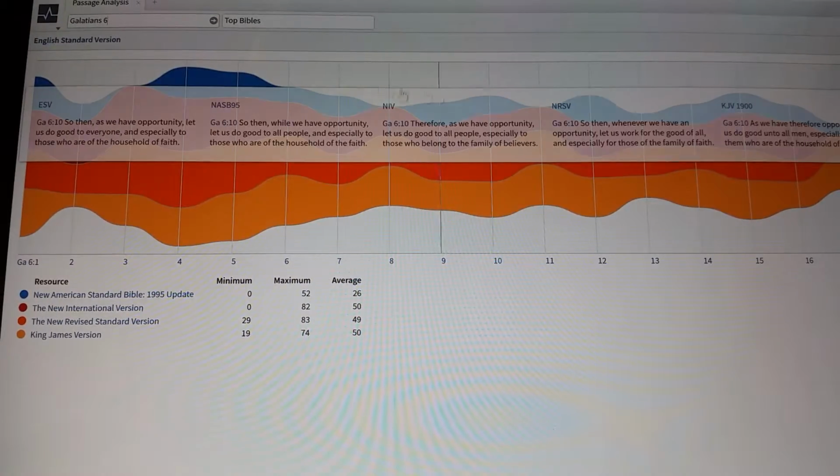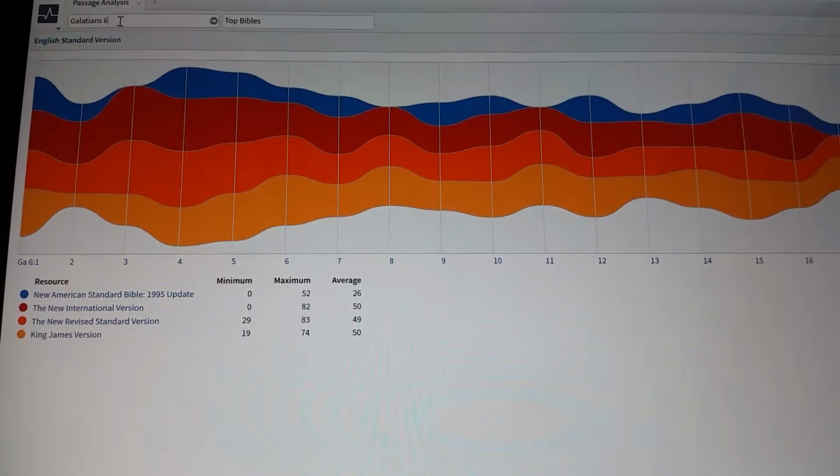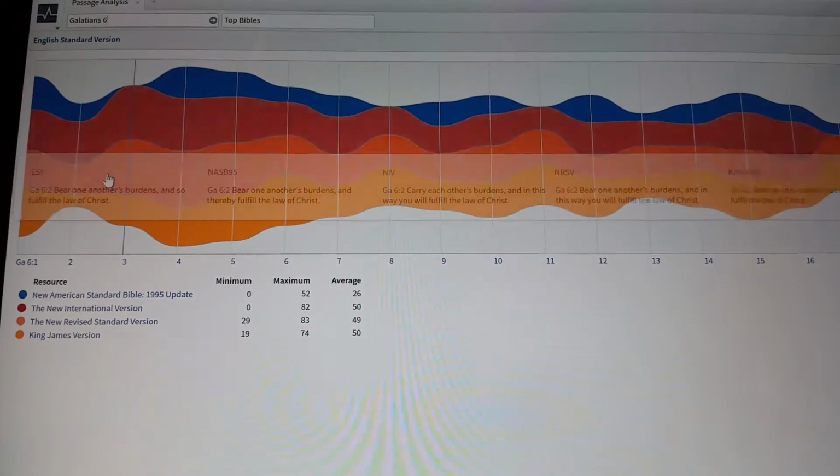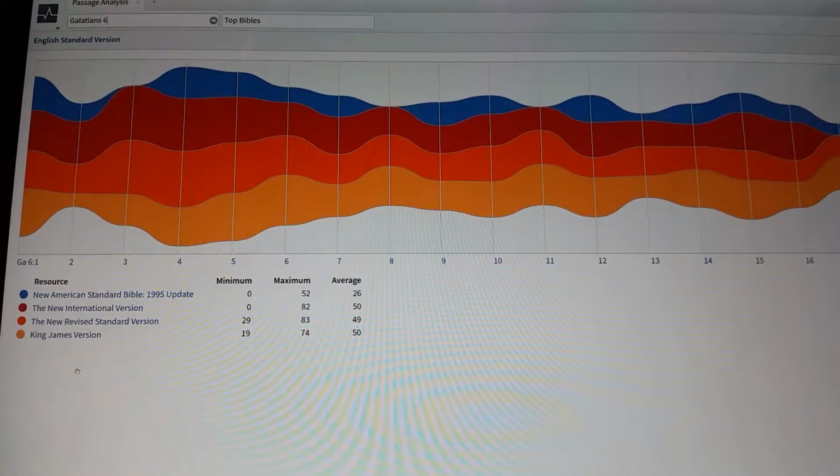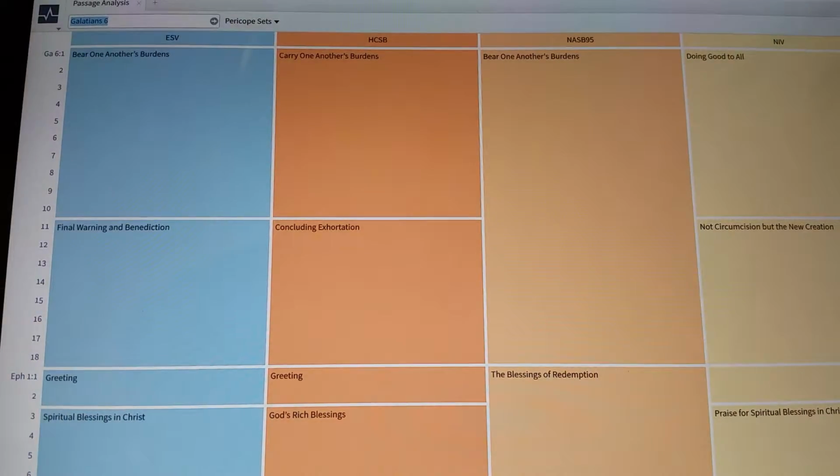So under Tools, again, we're going to head over to passage analysis. Hey, look at that. Galatians chapter 6 pulls right up. So let's take a look here. Let's start with a pretty general look at the comparing pericopes.